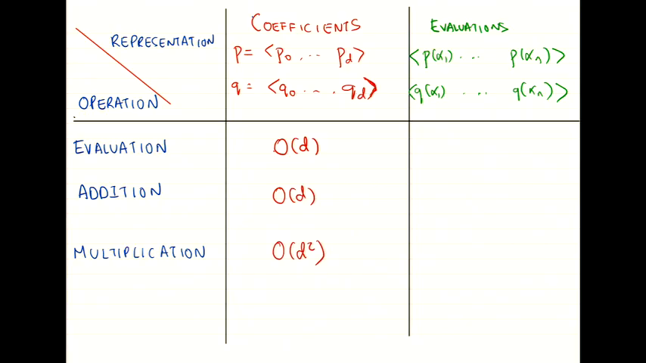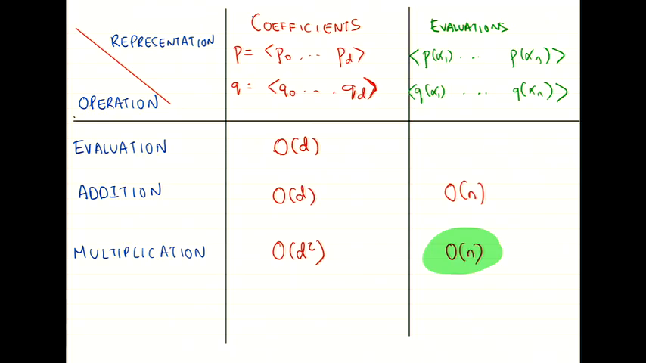And in the evaluation representation, addition still takes order d time. And the surprising fact we just noticed is that multiplication is order n time. Think of n as order d always. Say n is 100d, for simplicity. So the surprising thing we just noticed is that in this representation, multiplication is linear time, which is kind of nice. But we really want to multiply polynomials in coefficient land, because our polynomials, a lot of the time, are given in terms of coefficients, and we want to work in that world.